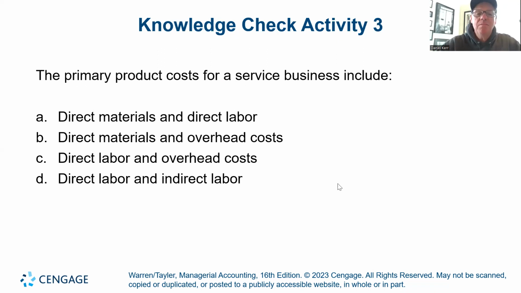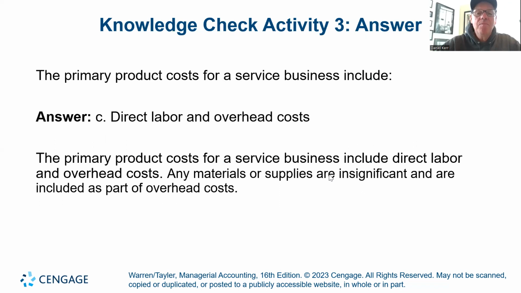So the better answer I'm going to believe is C, and the struggling graduate students who put together this question agree with us that the primary cost for a service provider would be direct labor and overhead. Right, so that's objective 3.